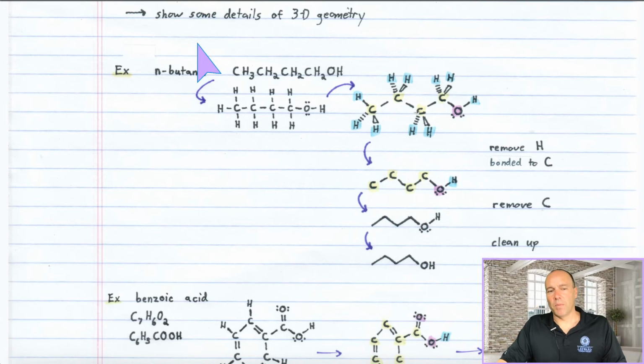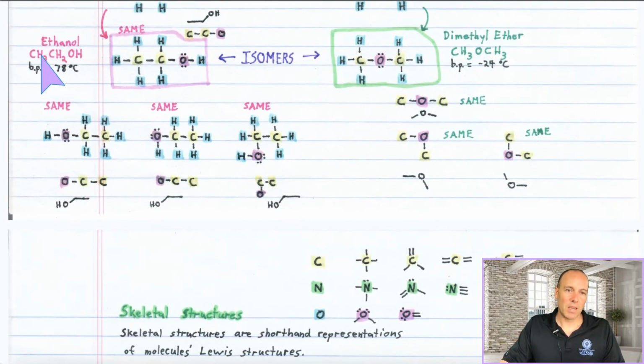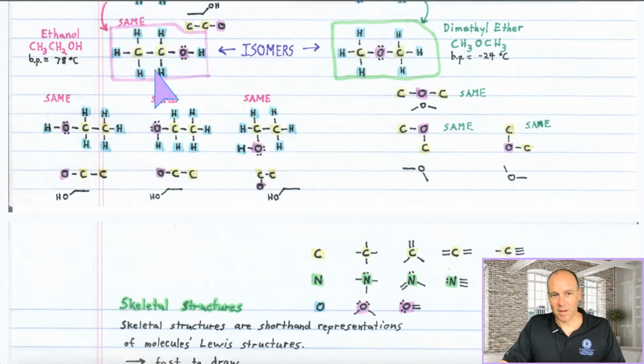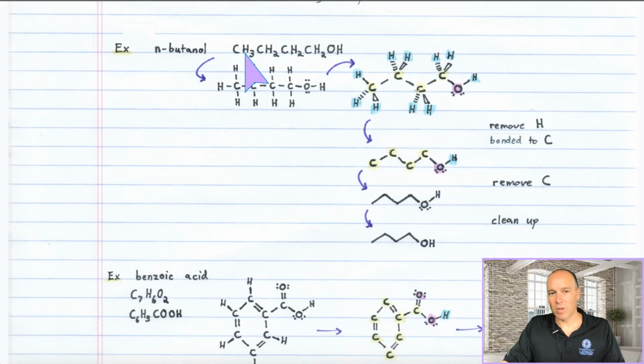Let's look at an example. Here is another alcohol called N-butanol. If you compare N-butanol with ethanol, CH3CH2OH, there's ethanol. Butanol is a larger alcohol, CH3CH2CH2CH2OH. Now here is the Lewis structure for N-butanol.